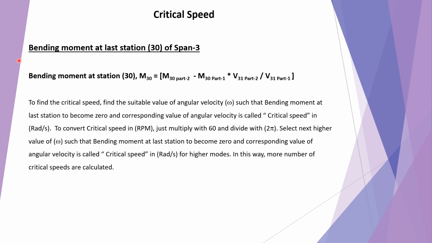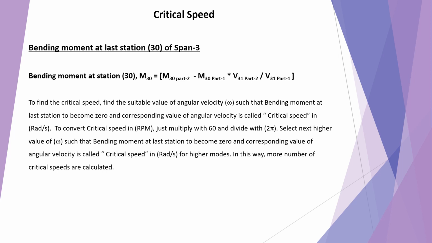Now critical speed: bending moment at the last station, that is station number 30, M30 is equal to M30 part 2 minus M30 part 1 into V31 part 2 upon V31 part 1. So to find the critical speed, find the suitable value of angular velocity omega such that the bending moment at the last station, that is M30, becomes 0, and the corresponding value of angular velocity is called the critical speed in radian per second.